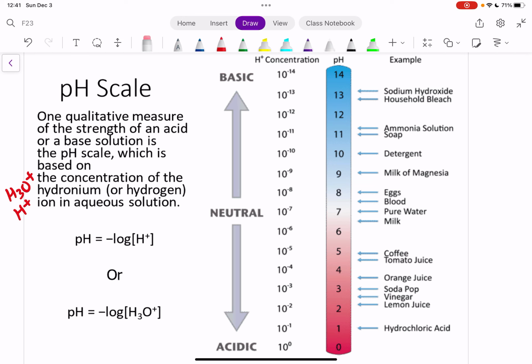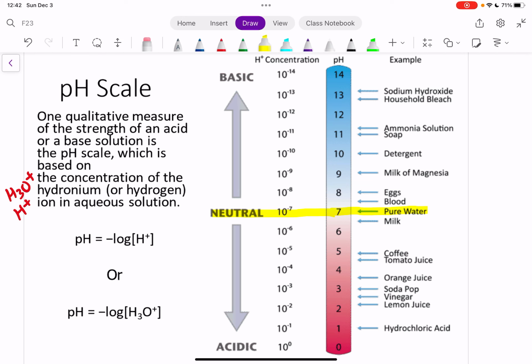So over here we have some examples of different products or things we're familiar with. And you can see that right in the middle at 7 is pure water. So pure water meaning deionized water, DI water, not tap water, because tap water has some other minerals dissolved in it and stuff like that. But water as just H2O has a neutral pH. It's right in the middle there.